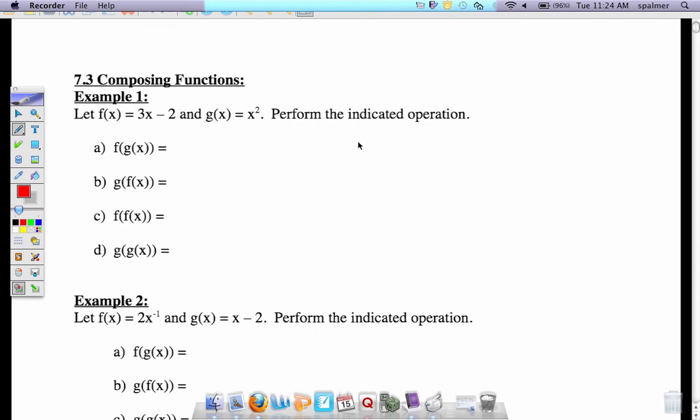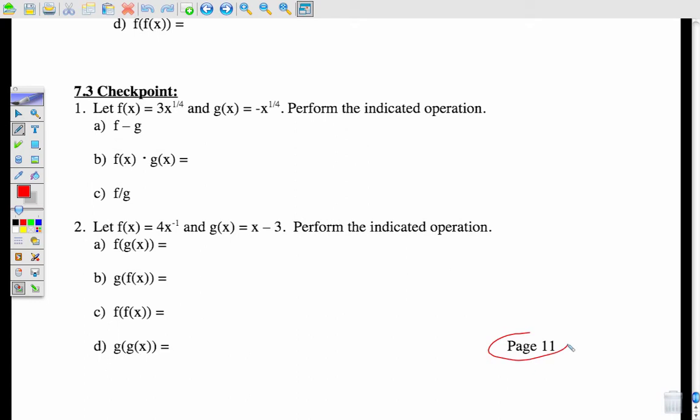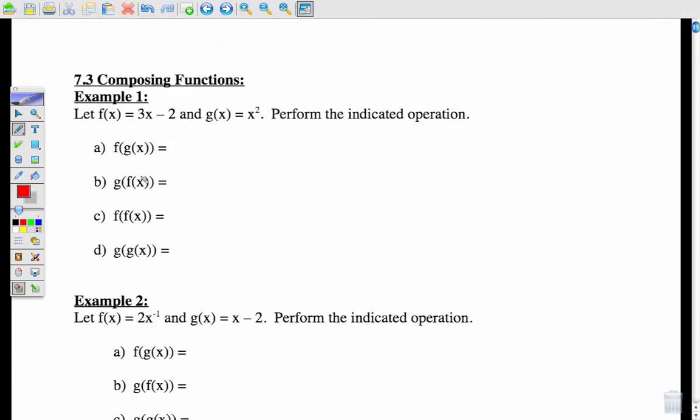Back. I am now in your notes on page 11, it appears. Page 11, dealing with composite functions. Now, notice the first thing we have to talk about is this weird notation where it's got f of g. This is pronounced f of g of x. And this would be g of f of x, and f of x, and g of x.